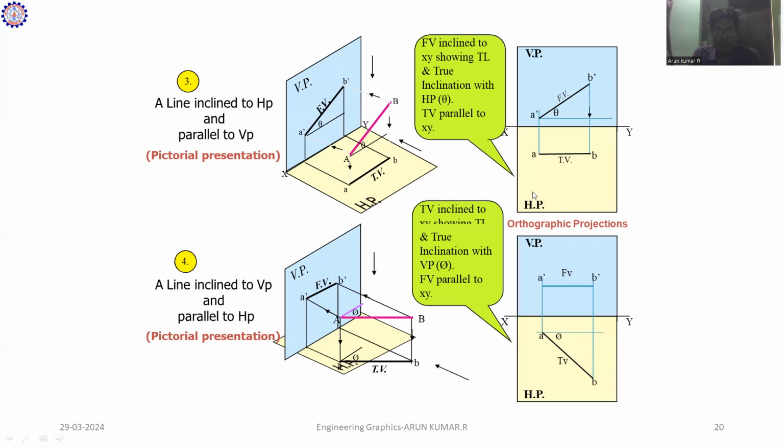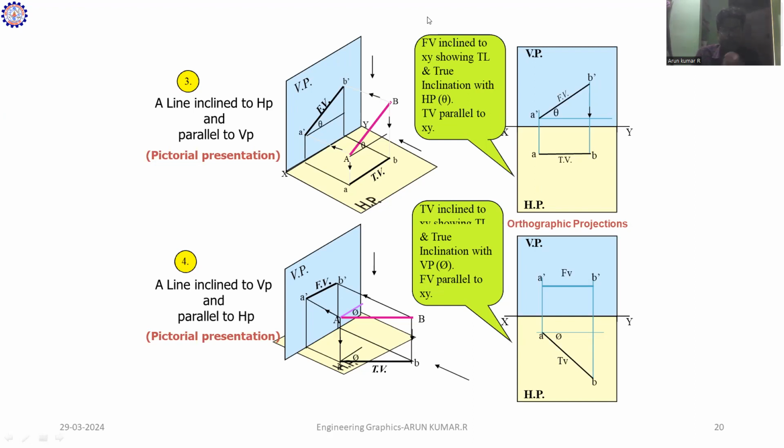We have already seen that HP means the horizontal plane, and VP is called the vertical plane. So let's see our problem. We will discuss it with a pictorial diagram for understanding, and then convert the pictorial diagram into orthographic projection. For understanding purposes, I will show both the pictorial diagram and the orthographic diagram.